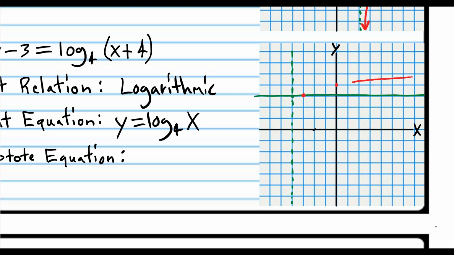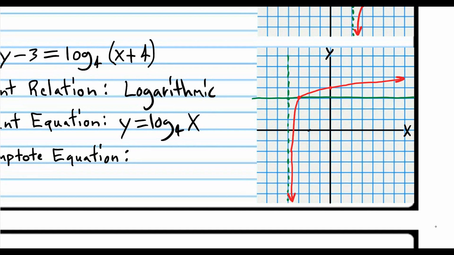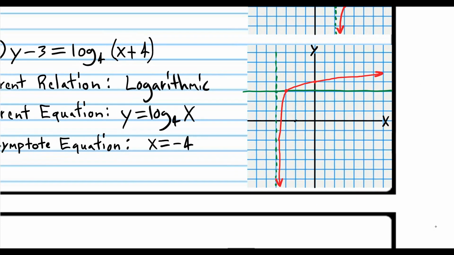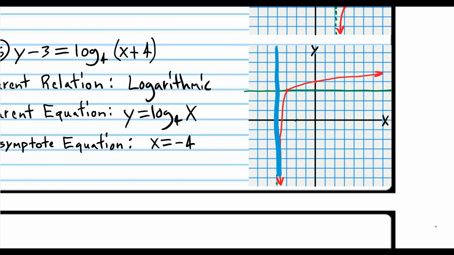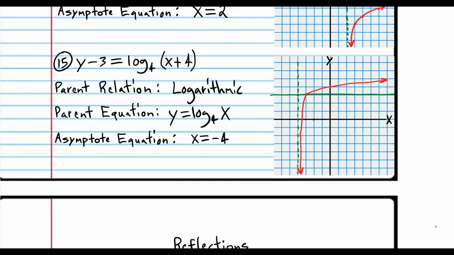So we can connect the dots, being aware that as we go down, that curve gets closer and closer to the dotted asymptote. And x is equal to negative 4, that's the equation of the vertical asymptote. And we're going to erase the temporary horizontal.